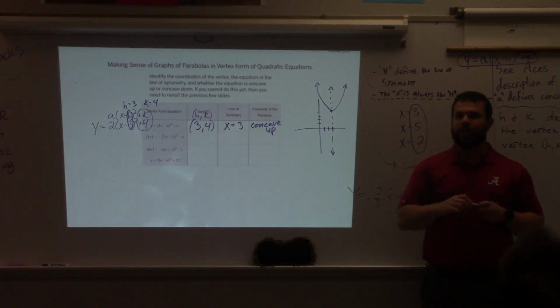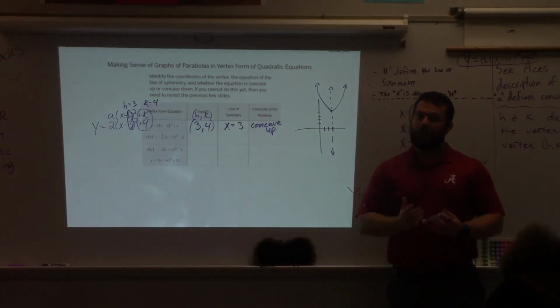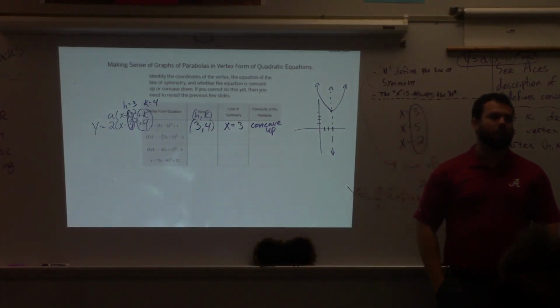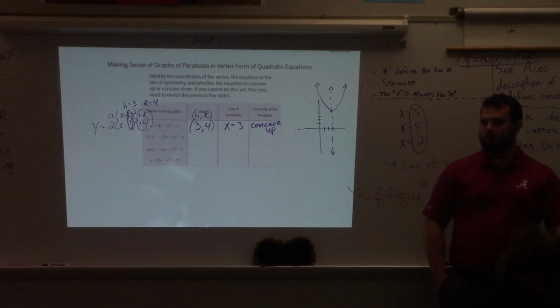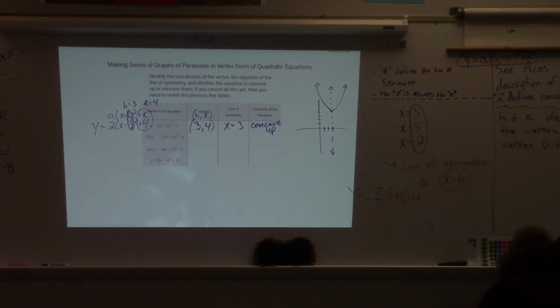Notice by just taking the time to identify the vertex, identify the line of symmetry, and concave up, I have a pretty good picture of what that graph looks like. That's it. Identify the features you can so that you can sketch a graph all on your own. I need you to work on the next three. I'm going to give you all about 5 minutes to finish up those three. We're going to go over them, and then we're going to continue on to the next form of a quadratic.